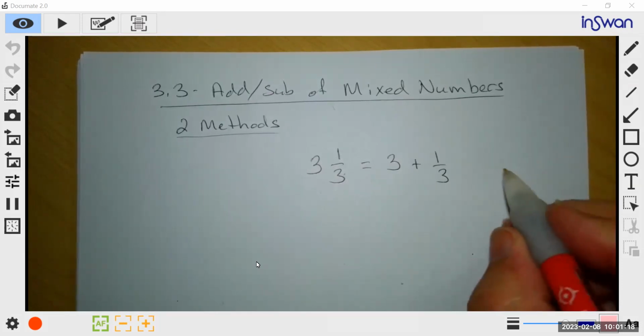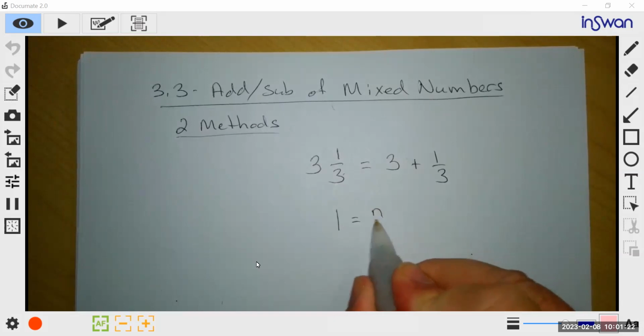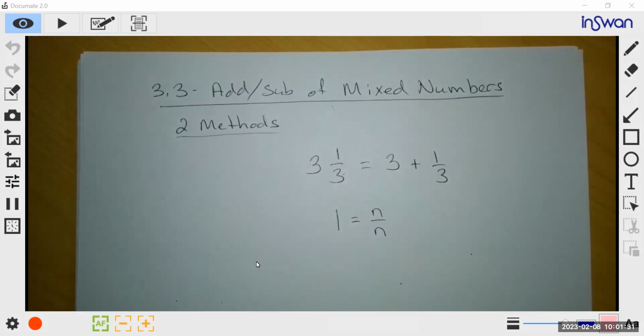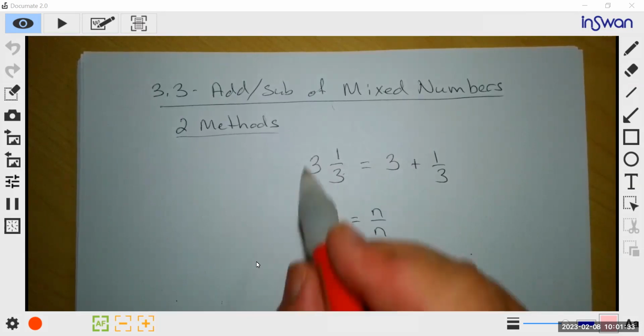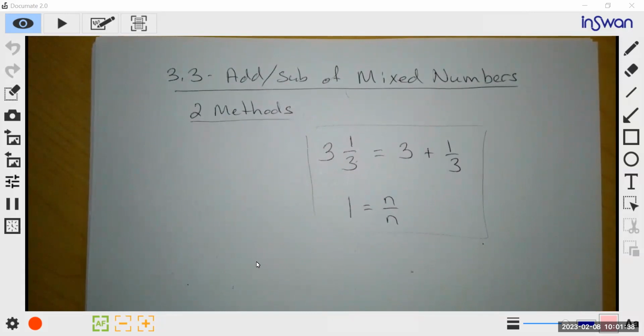Also, another thing I need you to remember, 1 is any number divided by itself. Because now with these two sets of rules, we can do our section. 3 1/2 plus 5 2/3.